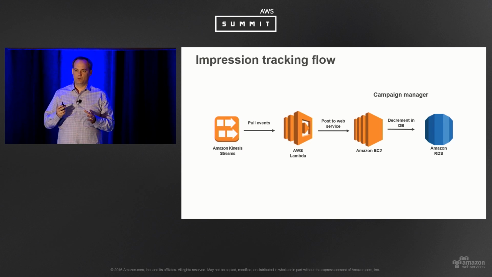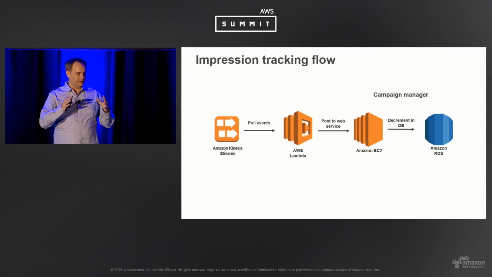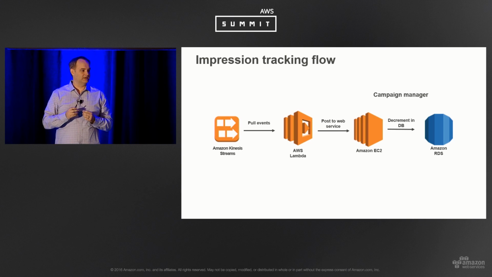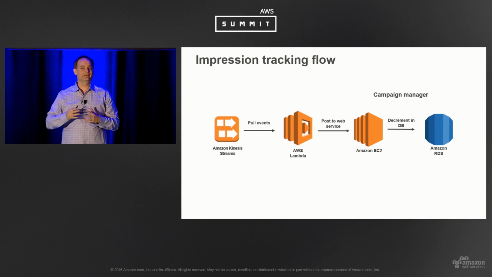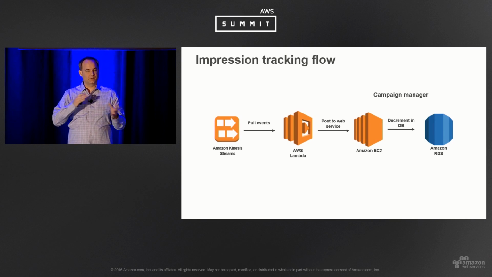A little bit more about one of the two data consumers. This is a systems diagram of what's called the campaign manager. On the left, you have the Kinesis stream, and you have a Lambda function pulling data out of the stream. And then it's posting each impression event to a web service sitting in EC2. The campaign manager is a set of web services that encapsulates the logic for the lifecycle events of these ad campaigns. So each event that gets posted then gets decremented from the right campaign.